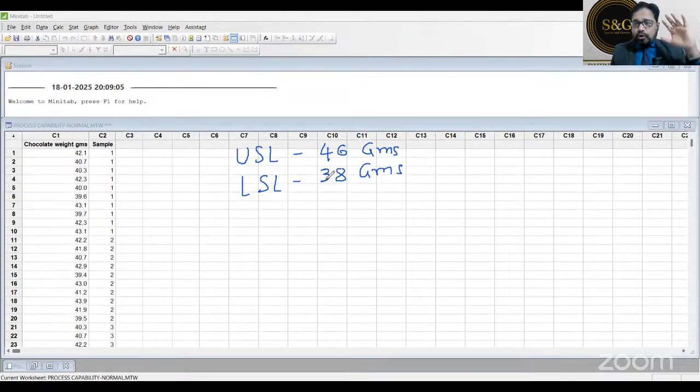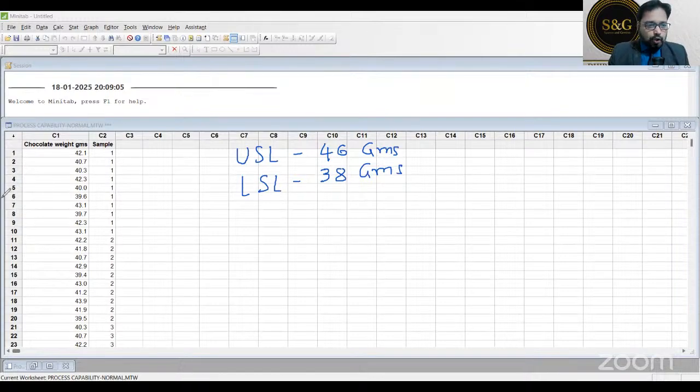Everybody just make a note of this. So we will use this. I've randomly taken some specification limits. The customer will accept the chocolates between 38 to 46 grams only. The customer will reject beyond 46 and below 38. So this is the band of specification. Now we will check what our process capability is over here.